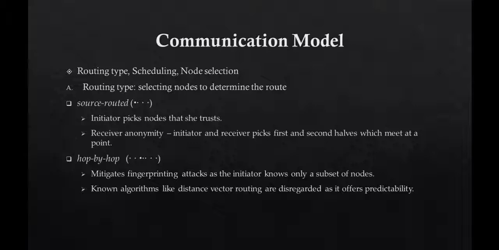Receiver anonymity is achieved when both the initiator and the receiver pick the first and the second half, which meet at a certain point. Hop by hop: the initiator only selects the first relay node, which in turn picks the second, and the second picks the third, and this goes on until the message reaches the final destination. It is similar to how a router behaves. This is also called random routing.